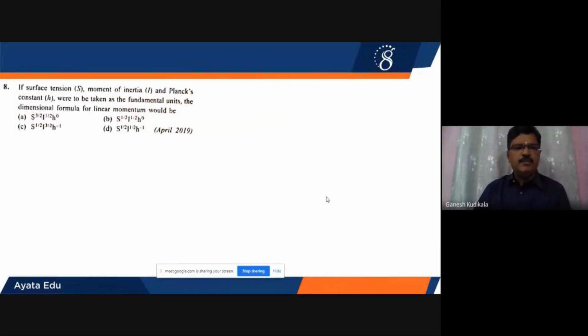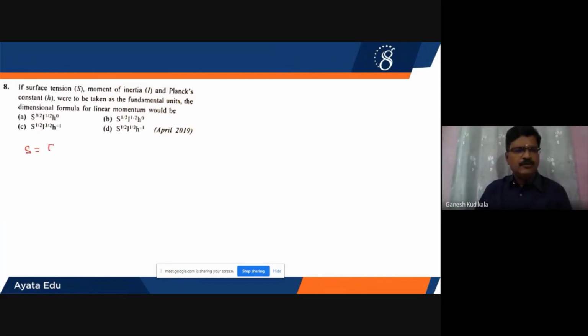Surface tension S, moment of inertia I, and Planck's constant H are taken as fundamental units. Then the dimensional formula for the linear momentum will be... Let us write down the dimensional formulas individually.